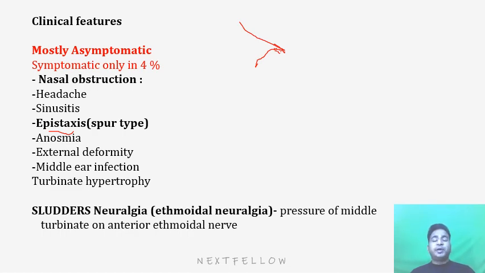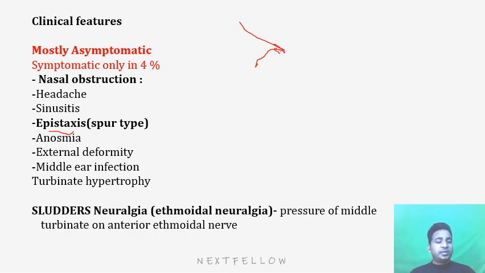Anosmia, that is impaired or loss of smell, external deformity of the nose, middle ear infection because of blockage of the eustachian tube. Then turbinate hypertrophy. This is a compensatory mechanism by the body if the DNS is there, so the inferior turbinate on the opposite side gets hypertrophied.